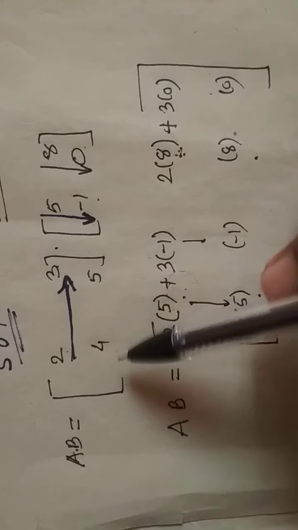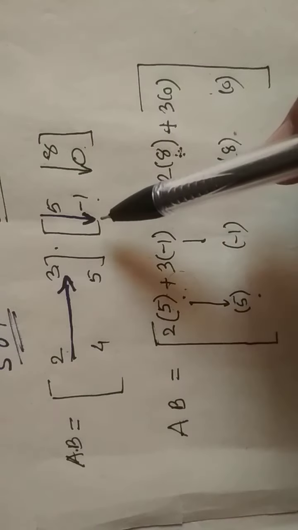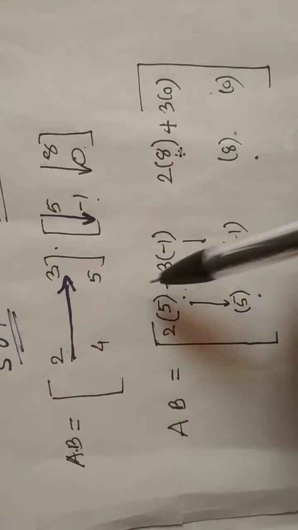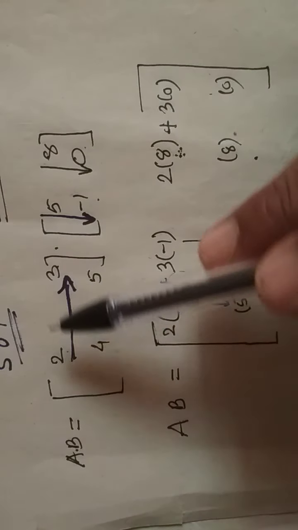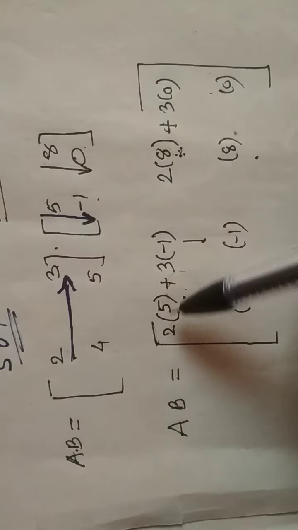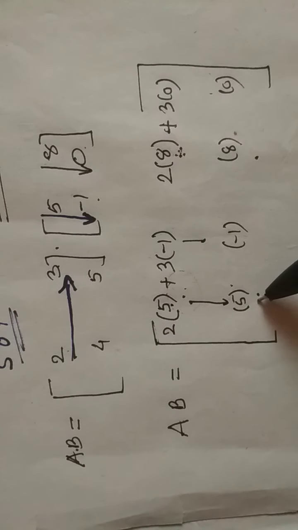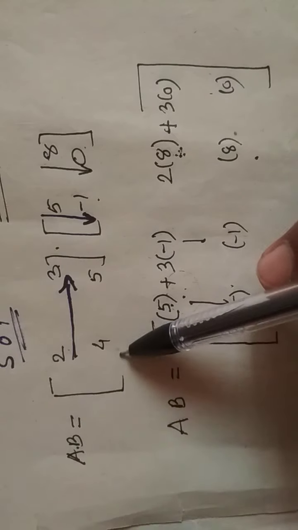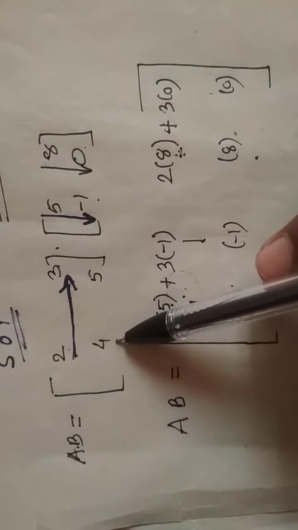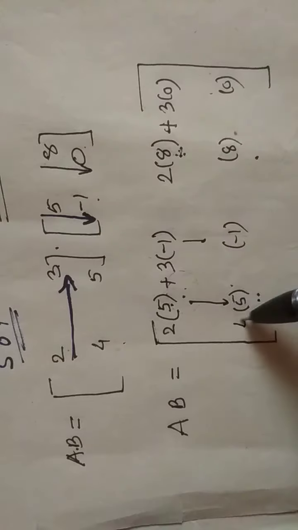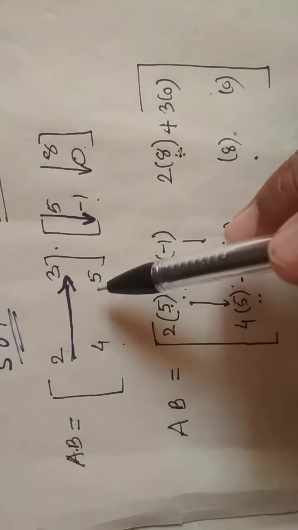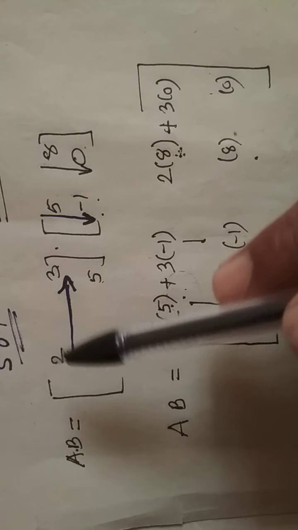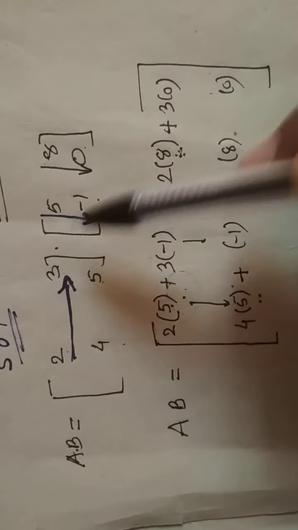So when you are talking about second row, first column, we have to consider second row elements, but the first column elements will remain the same. So 5 during the first row procedure will remain the same in the second row procedure also. So 2 will be replaced by 4 when you are talking about the second row. So 4 into 5 plus 5 into minus 1.